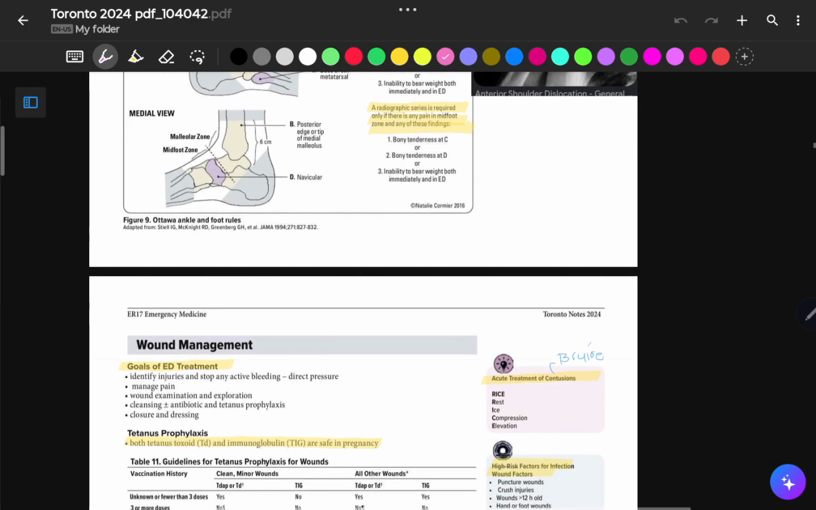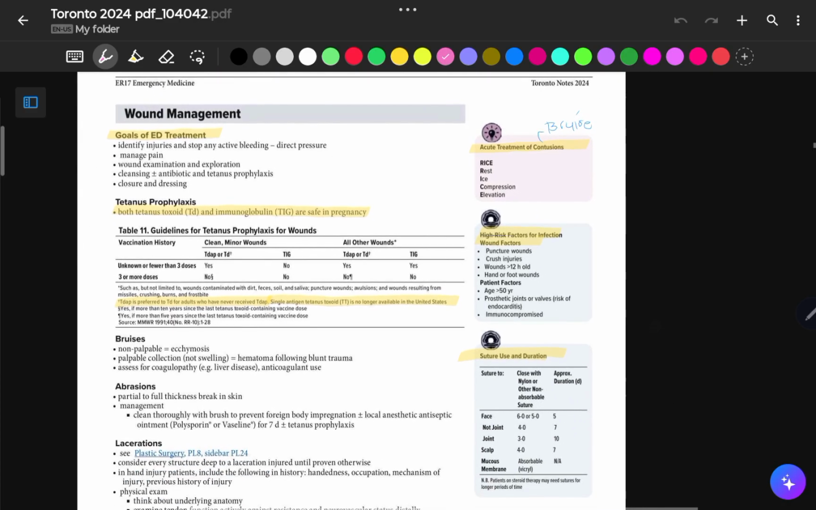So how would you manage? Next, we're going to talk about wound management. The goal of the ED treatment is to identify injuries and stop any active bleeding with direct pressure, and then manage pain, do wound examination and exploration. You need to clean the wound and give antibiotics and tetanus prophylaxis, and then closure and dressing. You want to do proper sterile dressing.